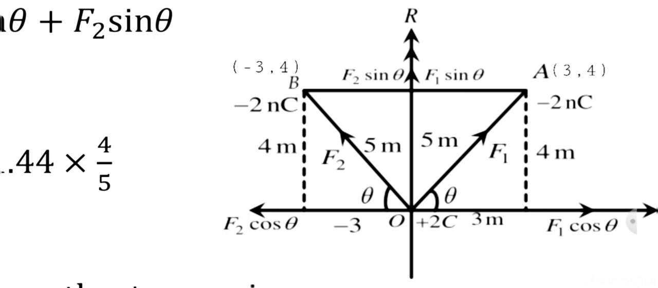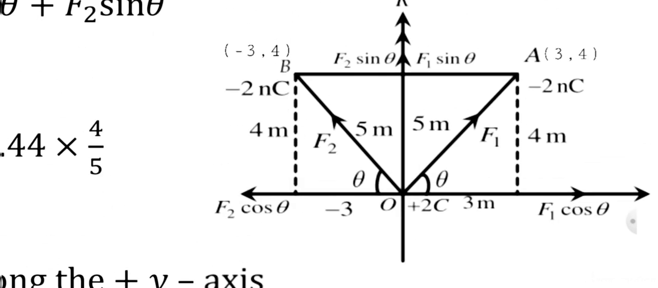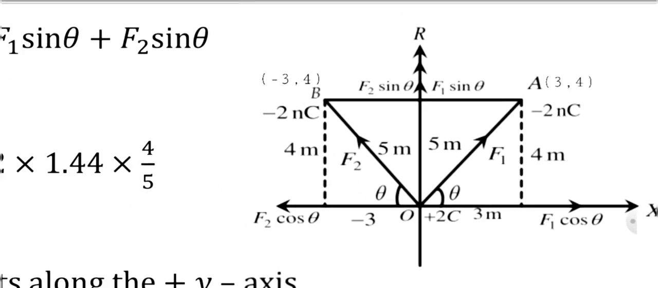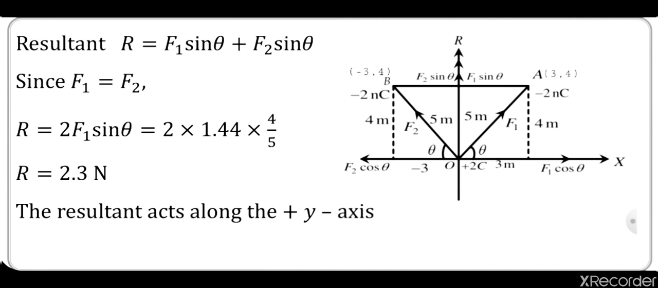So here you can observe that along this vertical straight line there are three components now: F1 sin theta, F2 sin theta and the resultant. All these three are along the vertical. That means the resultant will become F1 sin theta plus F2 sin theta.